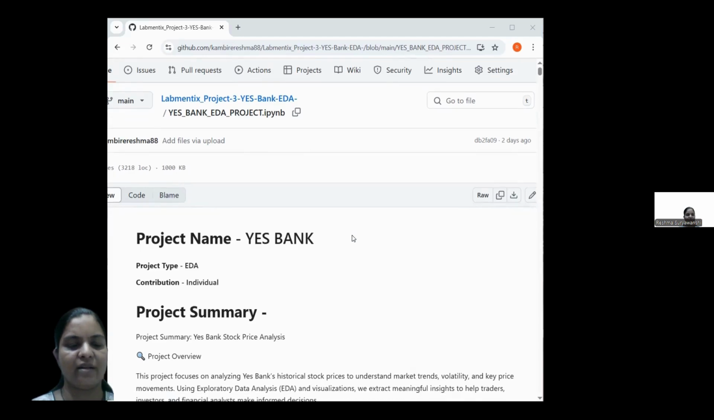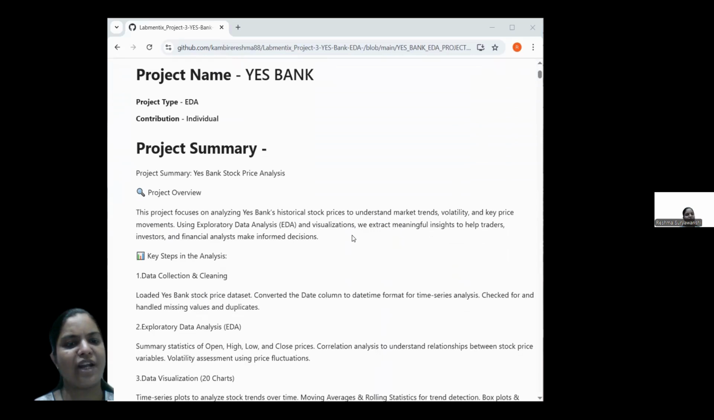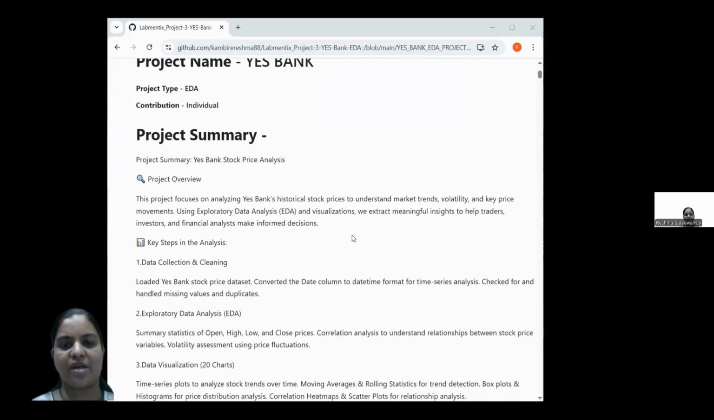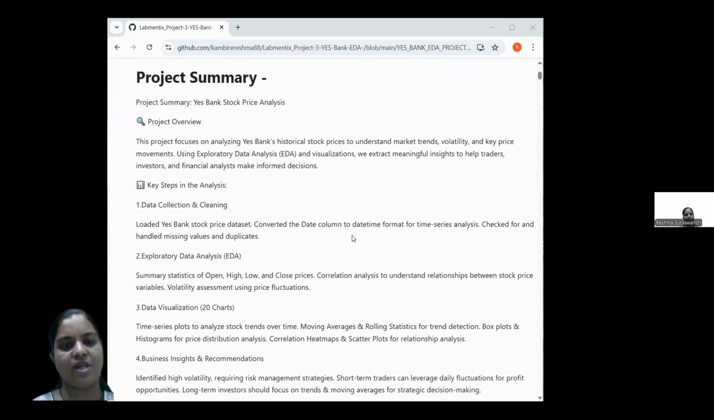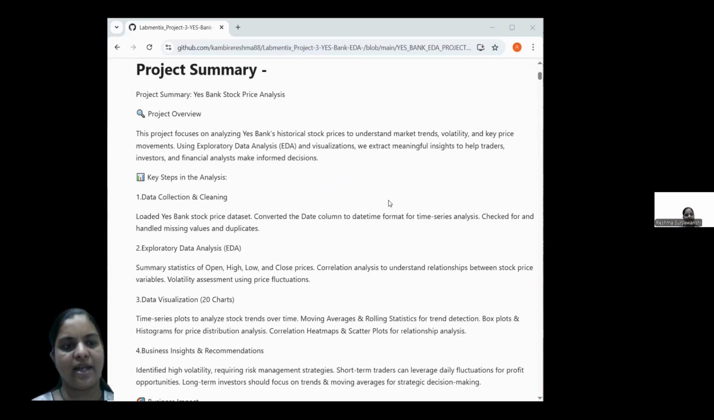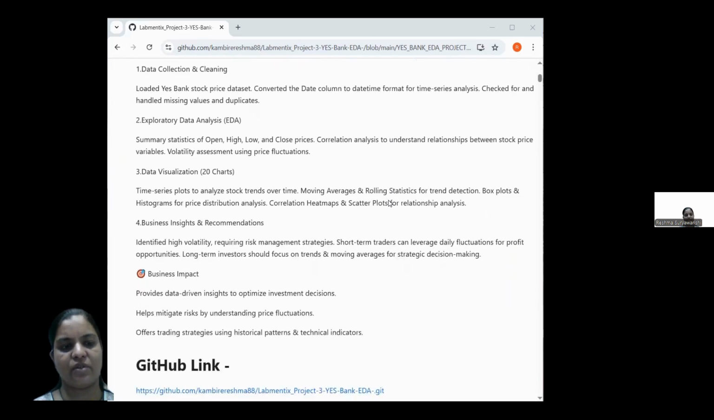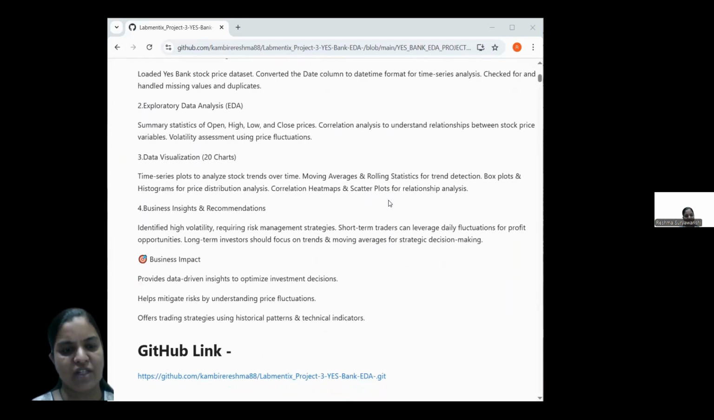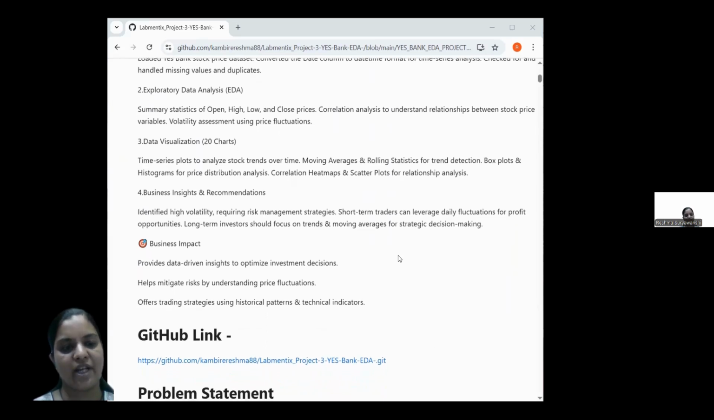So our project name is Yes Bank, project type is EDA, contribution is individual. Project summary: this project focuses on analyzing Yes Bank historical stock price to understand market trends, volatility, and key price movements. Using exploratory data analysis and visualizations, we extract meaningful insights to help traders, investors, and financial analysts make informed decisions. Key steps in the analysis: data collection, cleaning, EDA, data visualizations, business insights, and recommendations. So, we provide data driven insights to optimize investment decisions, help mitigate risk by understanding price fluctuations, and offer trading strategies using historical patterns and technical indicators.